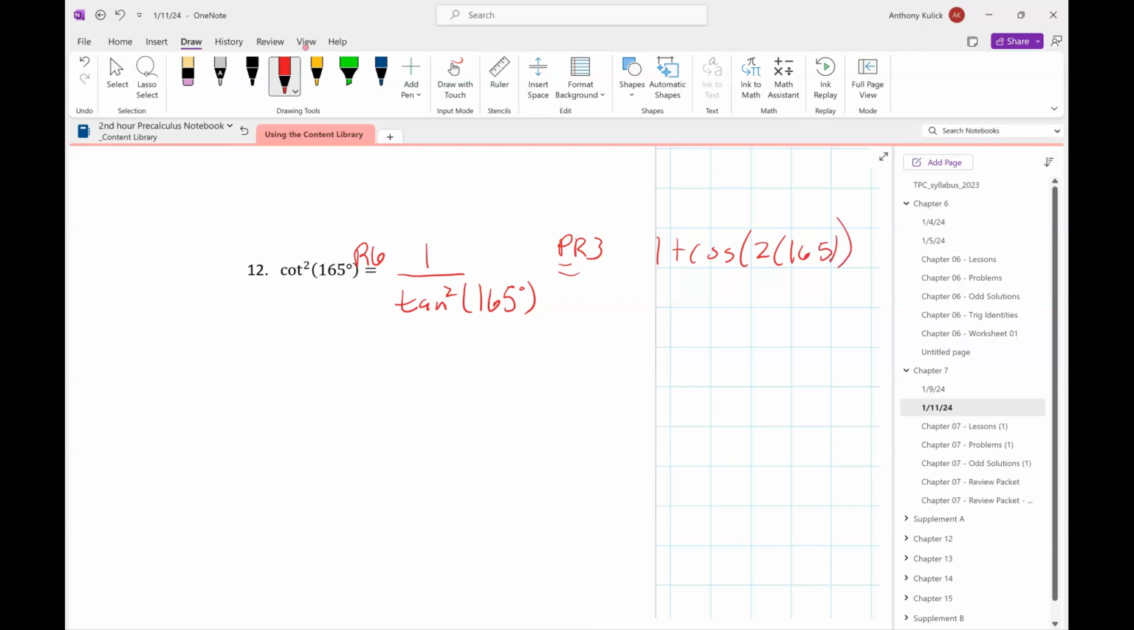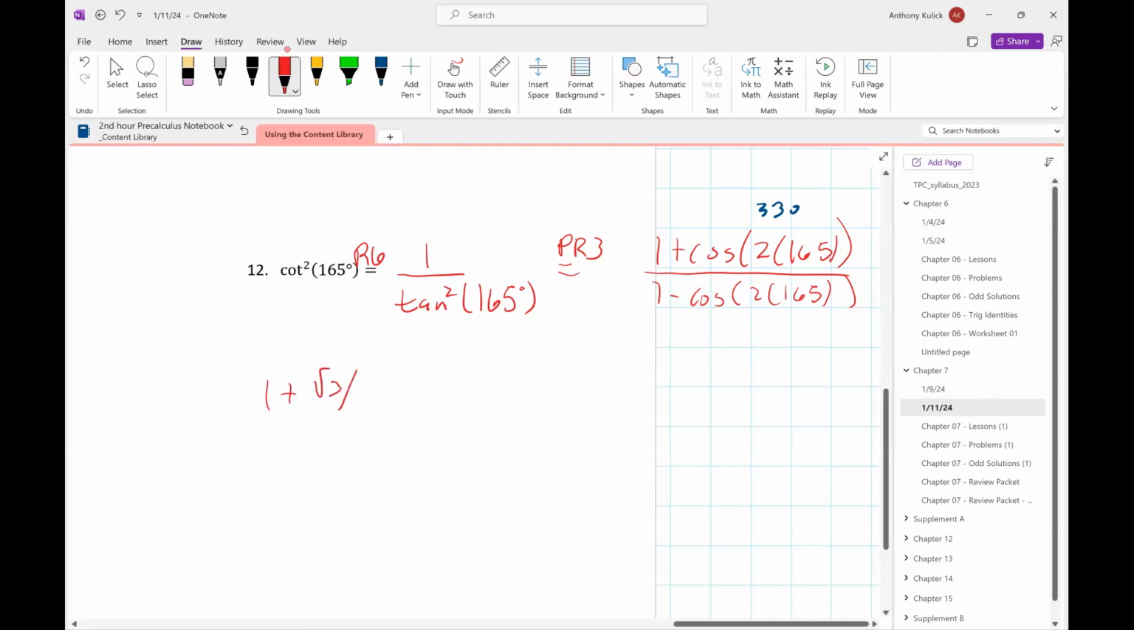So here now I'm going to have the 1 plus cosine 2 times 165 on top, and the 1 should be minus cosine 2 times 165 on bottom. 165 times 2 is 330. So I'm going to go to my unit circle and look up cosine of 330. So I find the 330 on my unit circle, and cosine is the x coordinate. So I have root 3 over 2.